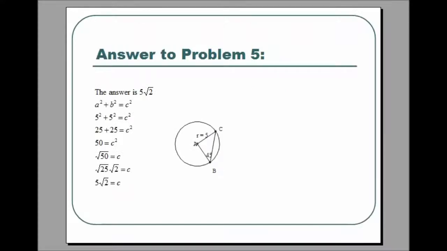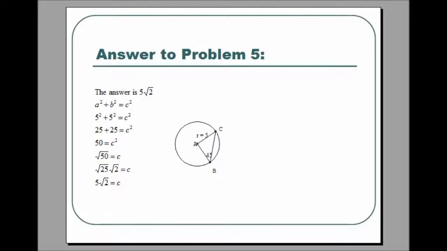The answer to problem 5 is 5 square root of 2. We know this is a right triangle because 2 of the legs are radii of a circle. They must be congruent, and their base angles must be congruent because they form an isosceles triangle. Therefore, if angle B is 45, angle C is also 45. Because the angles of a triangle always add to 180, the only possible value for angle A is 90 degrees.